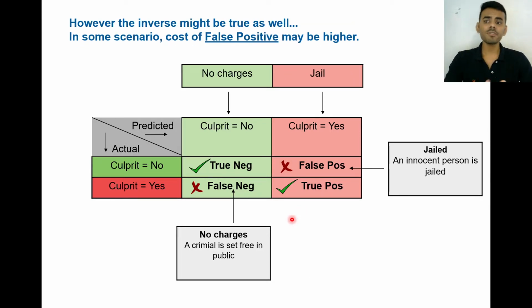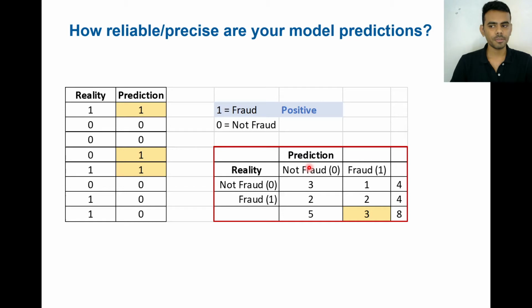However, the inverse might also be equally true. What I mean is, in some cases, false positives might be very important for the business. Let's take the example of the judiciary system. In the judiciary system, the law says it is fine if 100 culprits are roaming free, but you should not put a guilty man behind bars. That simply means you cannot afford to have false positives. So in this kind of scenario, we need a different metric.